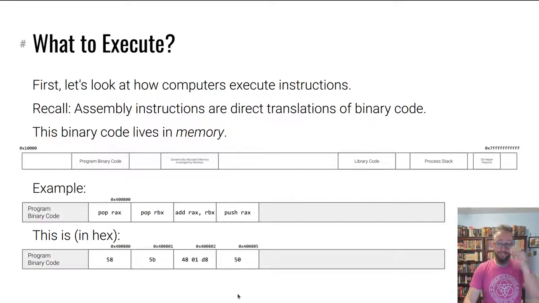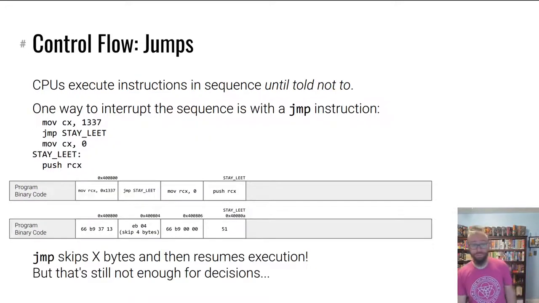All right, and the CPU knows to execute it because RIP, the instruction pointer, is just pointed here. It has this value, and so the next time the CPU runs, it'll execute this instruction and then point the pointer to the next instruction, and then repeat. All right, so what if you want to skip an instruction? Well, you can. You can use jump.